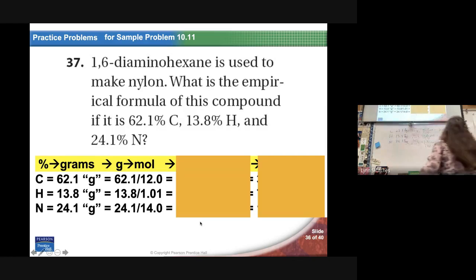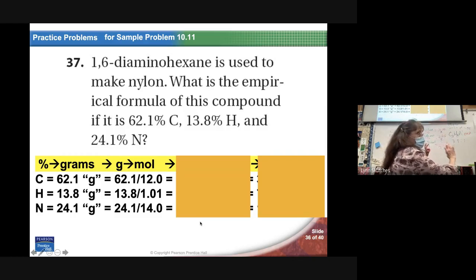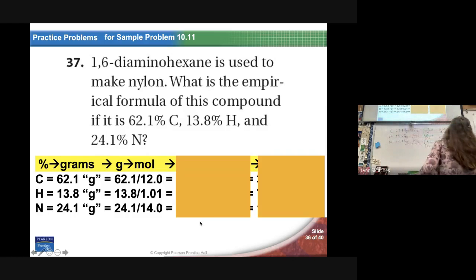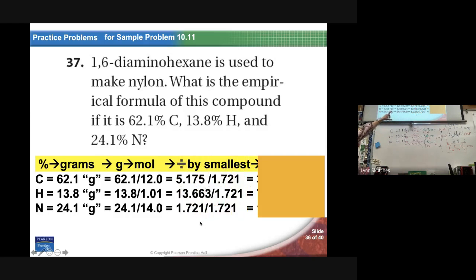So this is empirical. This is just the raw data, simplest reduced fraction stuff. But the real molecule is C6H16N2. And you can't figure that out unless someone gives you the molecular mass, okay? And that's where we're going to go tomorrow. I don't want to take too much more time on that.